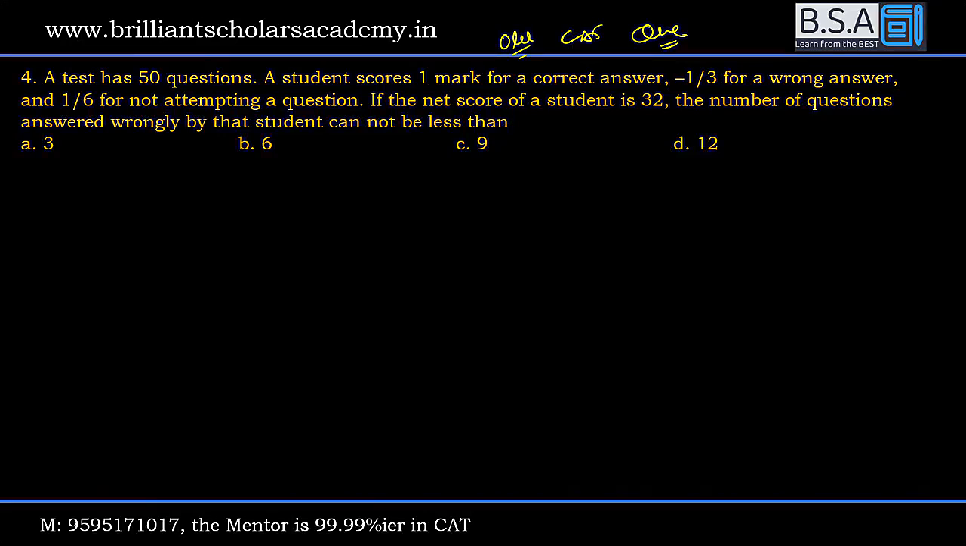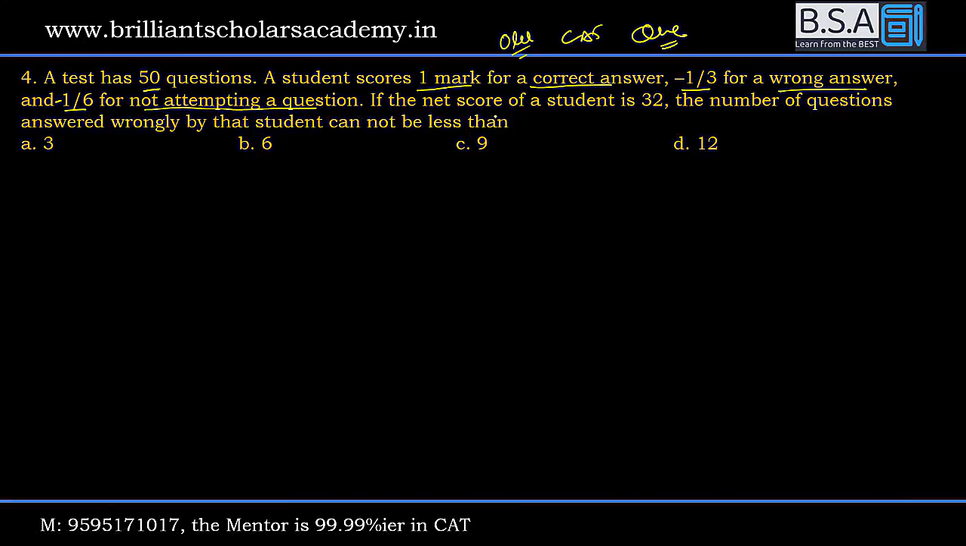So what you notice here is it's a 3 variable question. A test has 50 questions. A student scores 1 mark for correct answer, -1/3 for wrong answer, and 1/6 for not attempting a question. तो यहां बताने की जरूरत नहीं है, not attempting पे नंबर कट रहे हैं, numbers are decreased.